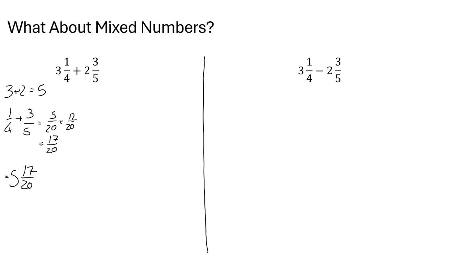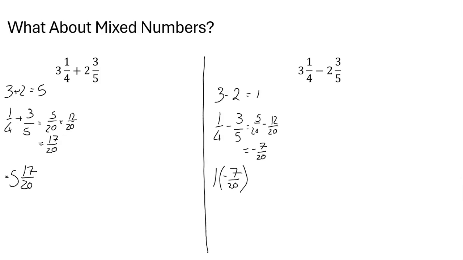Similarly for the subtraction, if I focused on that way and I took the whole number parts together, I'd do 3 take away the 2, so I'd get 1 for that. And I'd do a quarter take away 3/5. So that would end up giving me 5 over 20, take away 12 over 20, which would give me negative 7 over 20. And then if I combine them, I'd end up with 1 and negative 7 over 20.